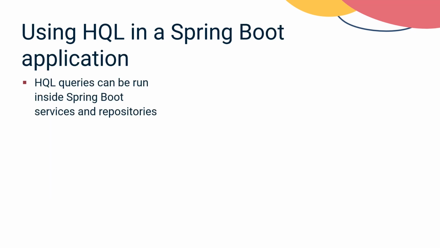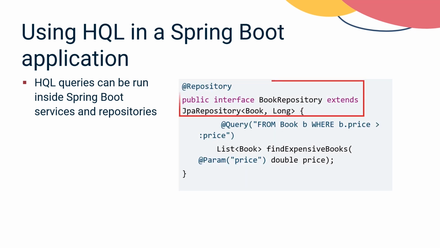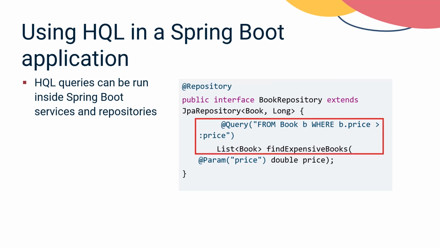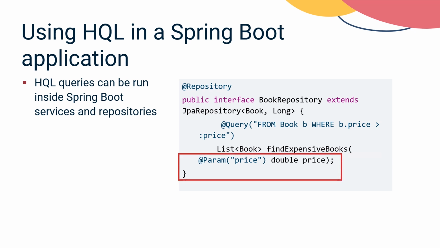HQL queries can be run inside Spring Boot services and repositories. In this code example, the @Repository annotation marks this as a Spring Data repository, allowing automatic running of queries. The @Query annotation, from Book b where b.price, defines an HQL query to fetch expensive books. And the @Param annotation maps the method argument to the query parameter dynamically.